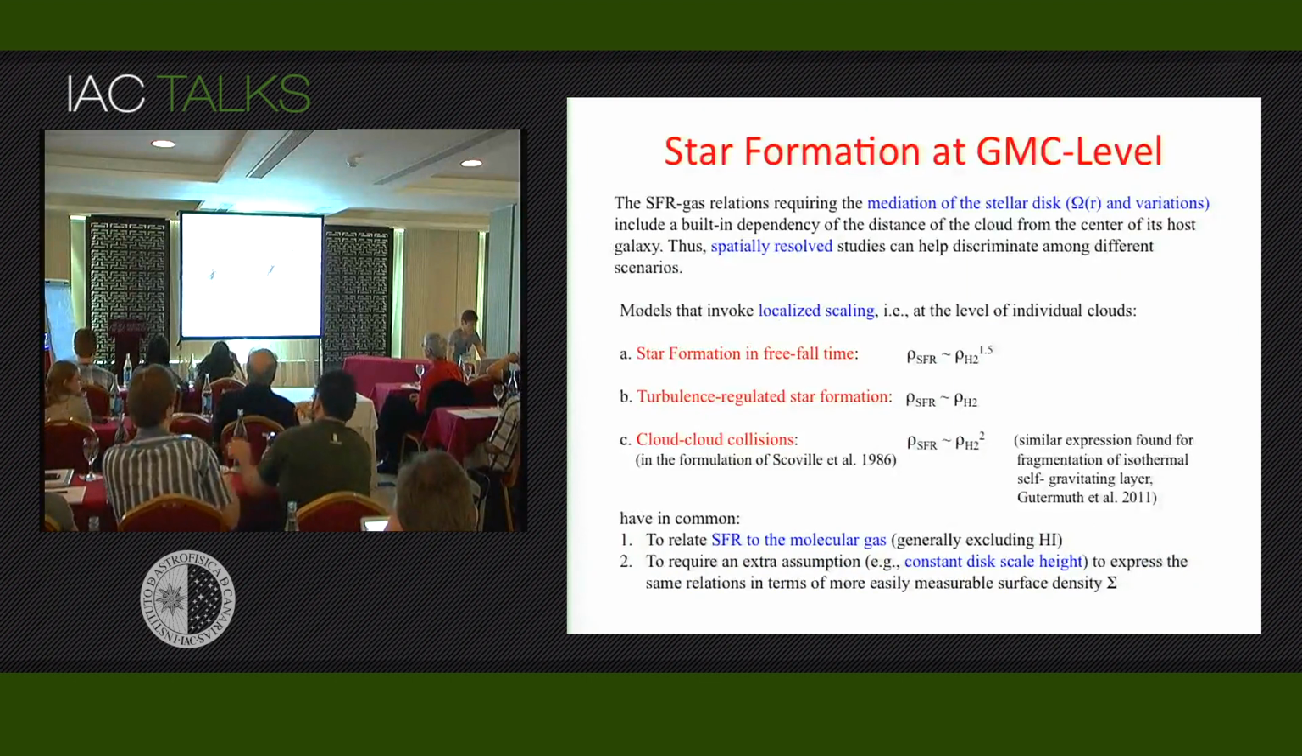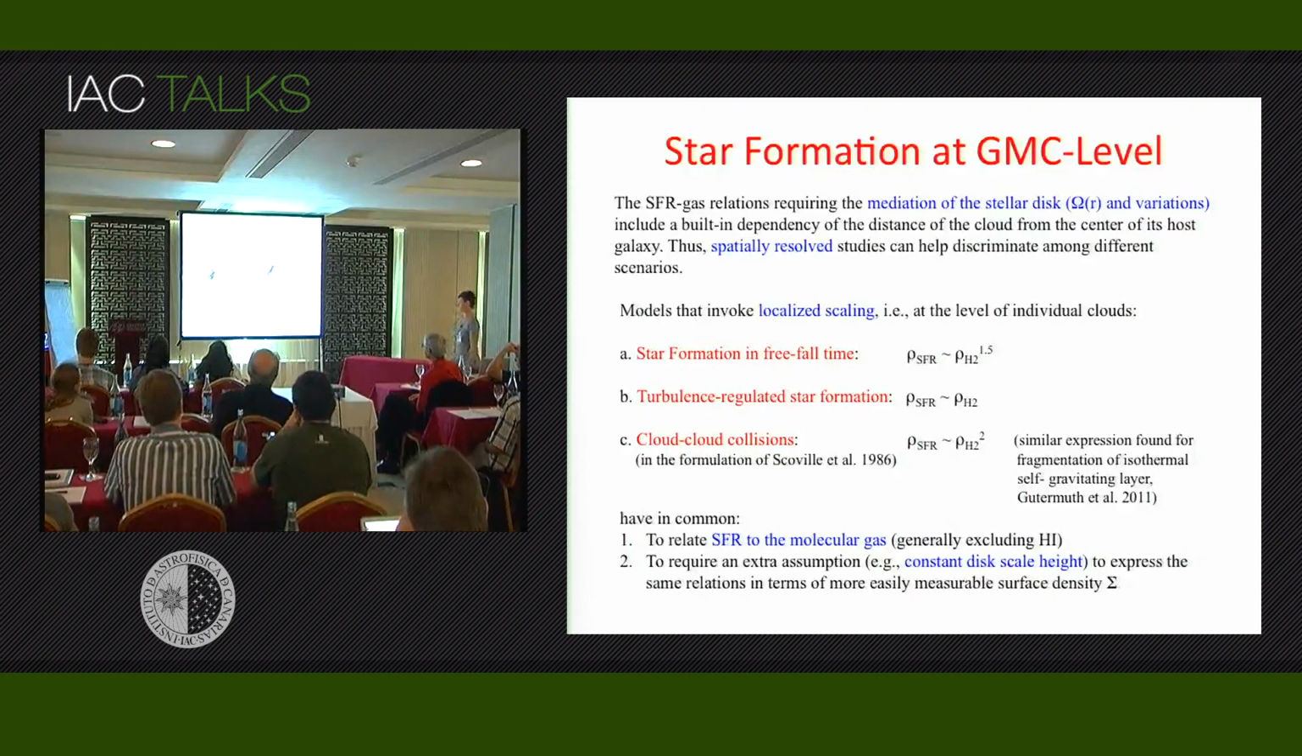Okay, so let's move to the GMC level and see what happens. Now, when you have an explicit dependence, an explicit mediation through the stellar disk, like the one given by the frequency of rotation, then you already have a built-in dependency, for instance, on the galactocentric distance, right? If you have a localized scaling, like the star formation in a free-fall time, you get a more direct relation to the density of the star formation rate and the density of the cloud.